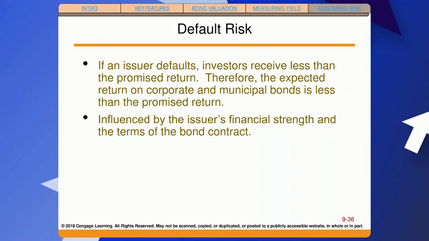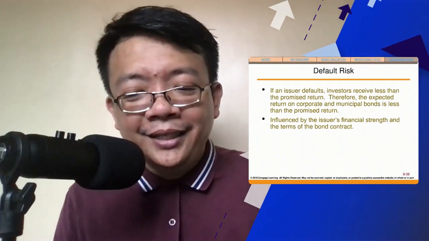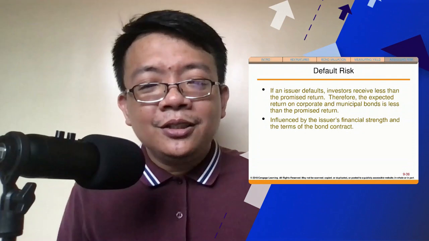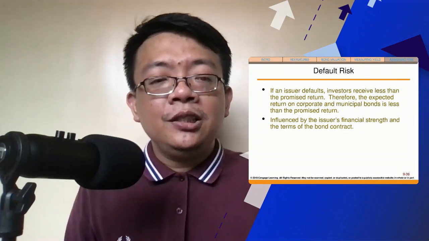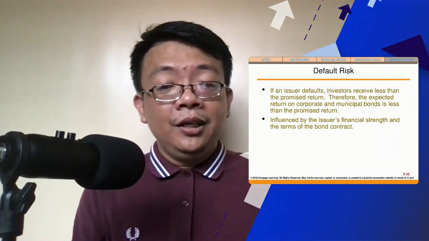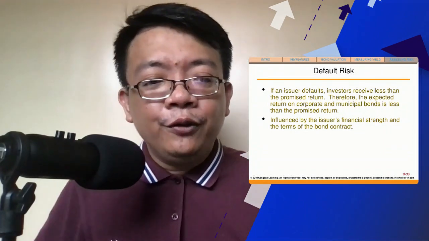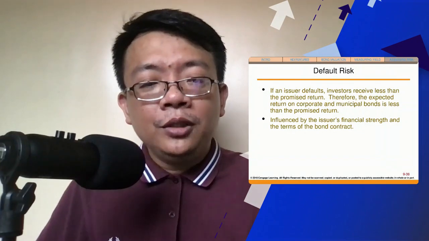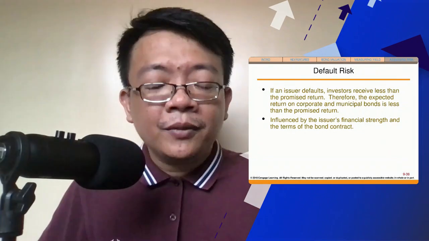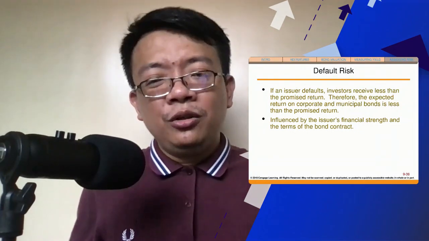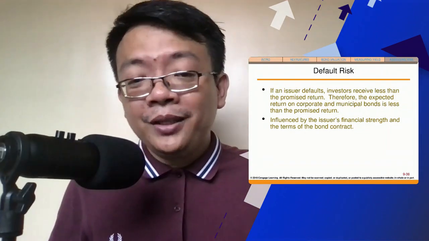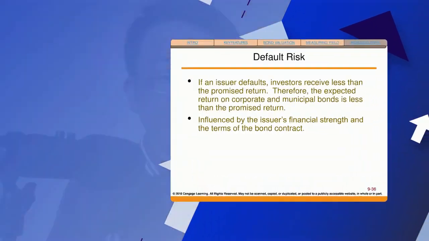Okay, all right. So next naman is, what do you mean by default risk? Meaning sa Tagalog, hindi ka nakapagbayad or hindi ka binayaran. So default risk: if an issuer defaults, the company, investors receive less than the promised return. Default na eh. Therefore, the expected return on the corporate and municipal bond is less than the promised return. It is influenced by the issuer's strength and the terms of the bond contract. Kaya medyo mag-iingat lang. If you are the investor, baka walang pambayad yung nag-i-issue ng bond sa'yo.